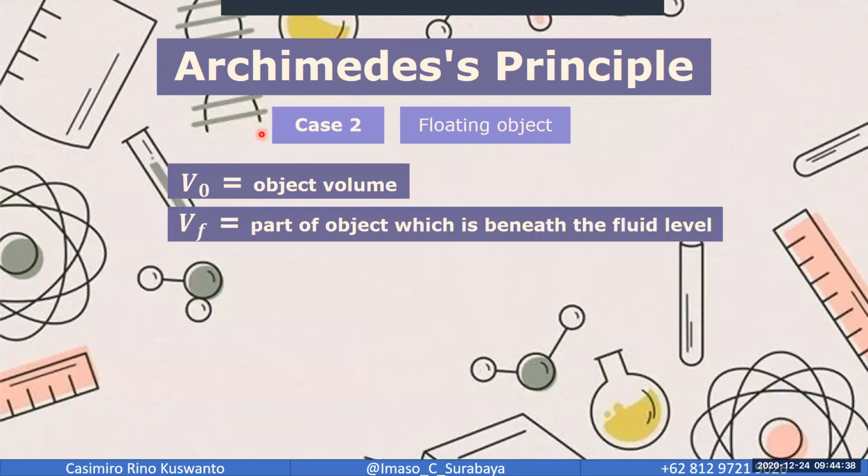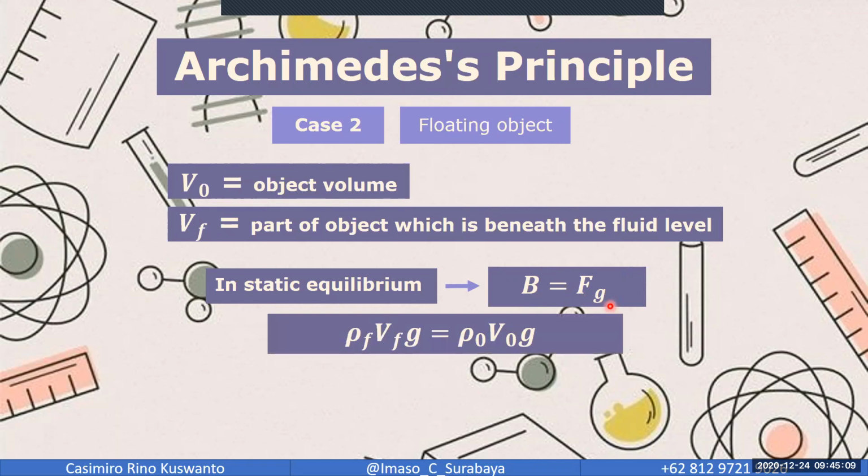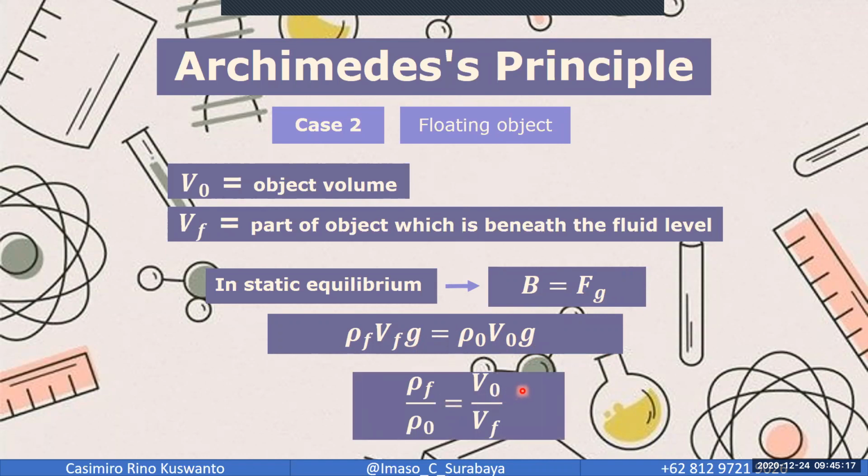Next, the second case, the floating object. In this case, the object is floating, so it is in static equilibrium. It's not moving. So by using Newton's law, the upward force must equal the downward force. So the buoyant force must equal the weight force. This is the equation, and if we rearrange it, we can get this equation.